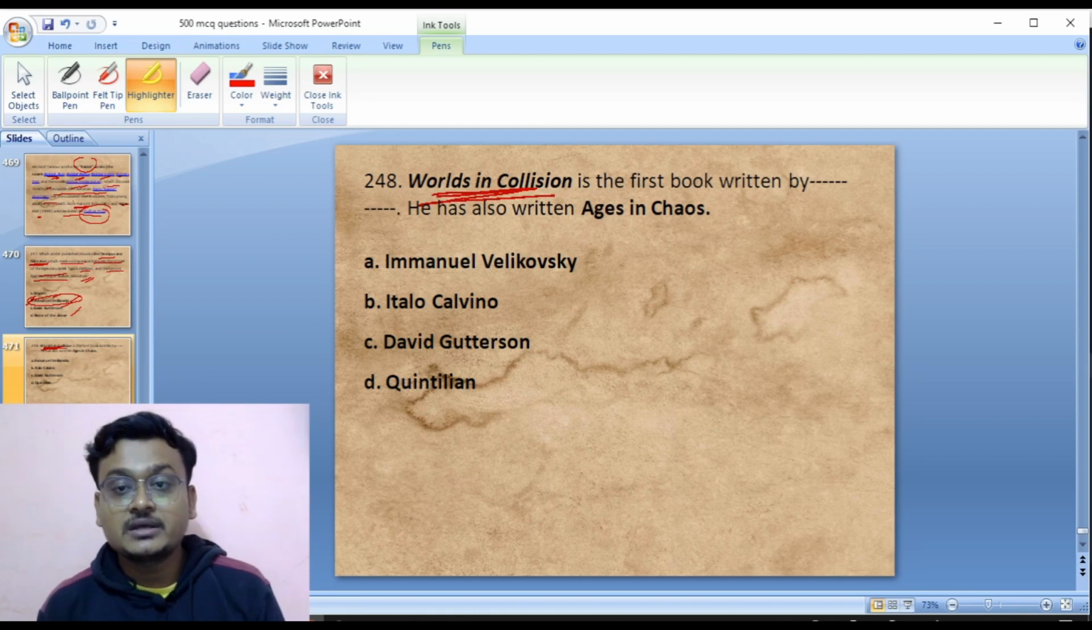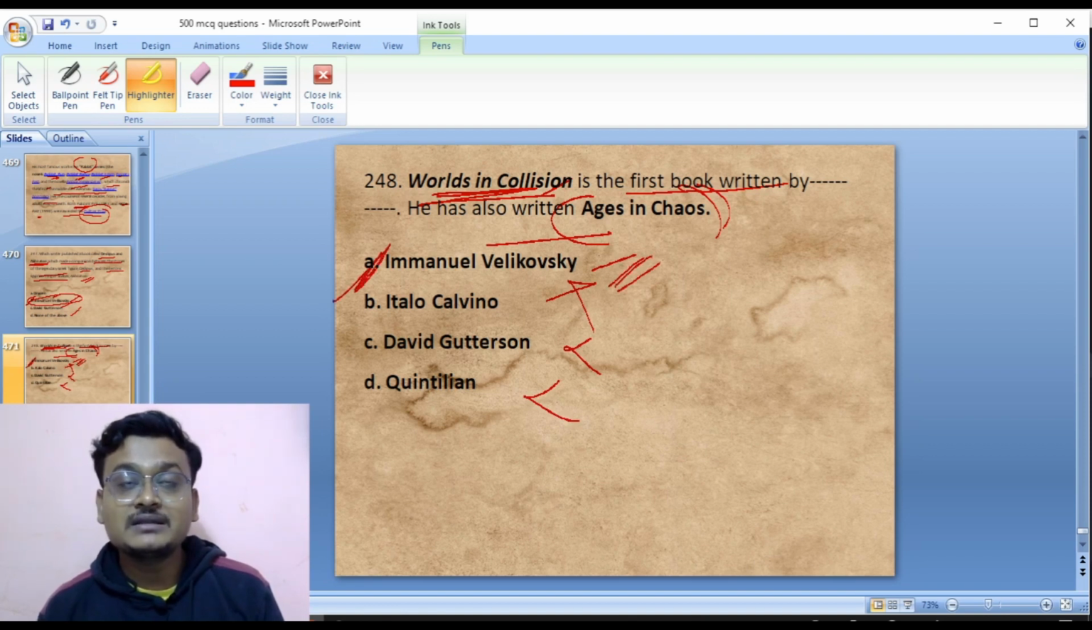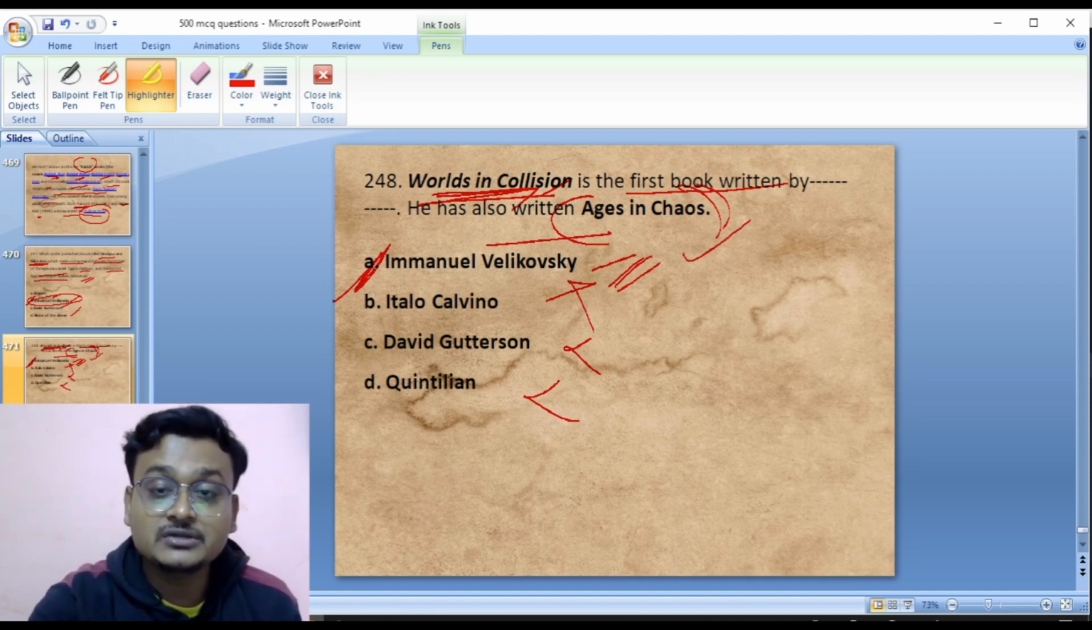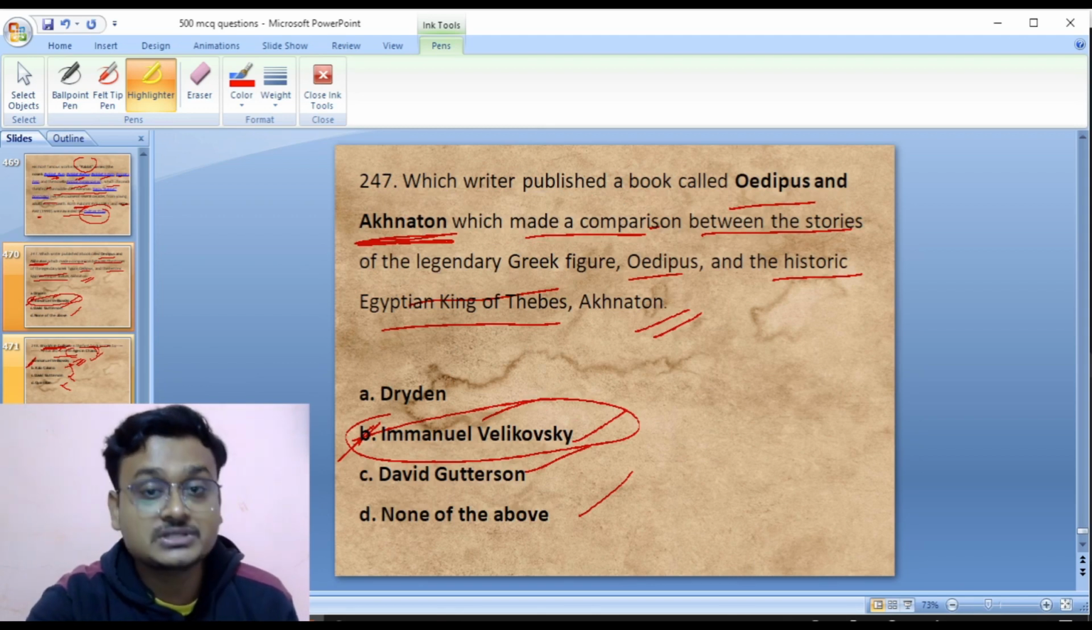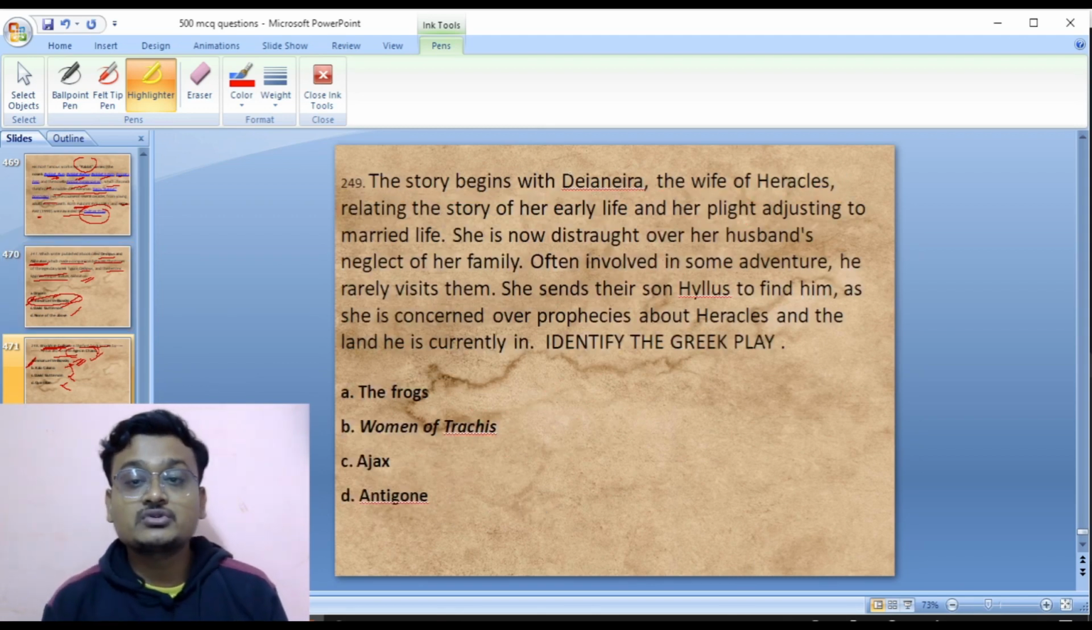Worlds in Collision is the first book written by whom? He had also written the book Ages in Chaos. Ages in Chaos, Worlds in Collision: Immanuel Velikovsky, Italo Calvino, David Gutterson. It was Immanuel Velikovsky who wrote Worlds in Collision and Ages in Chaos, and he has also written Oedipus and Akhenaten.